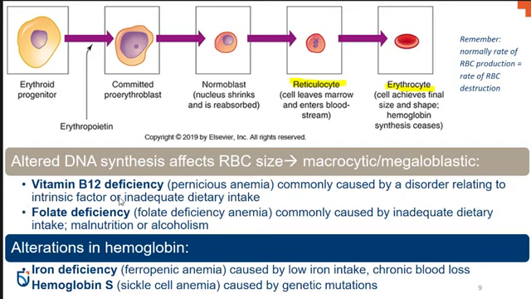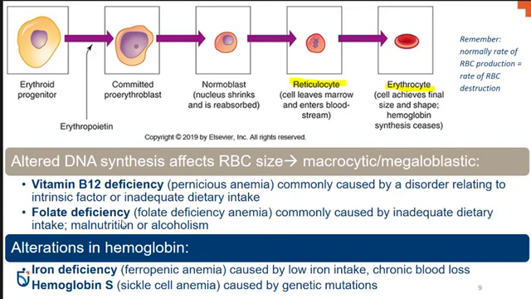So if somebody is deficient in vitamin B12, it can lead to what's called vitamin B12 deficiency anemia, also known as pernicious anemia. Pernicious means severe. This used to be considered a very severe anemia once upon a time. But why would somebody be deficient in B12?